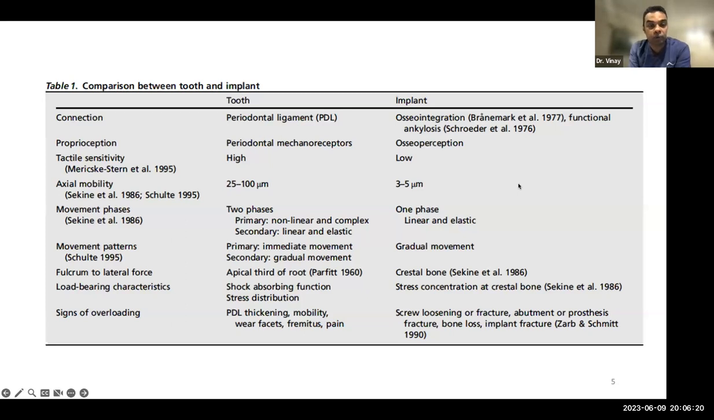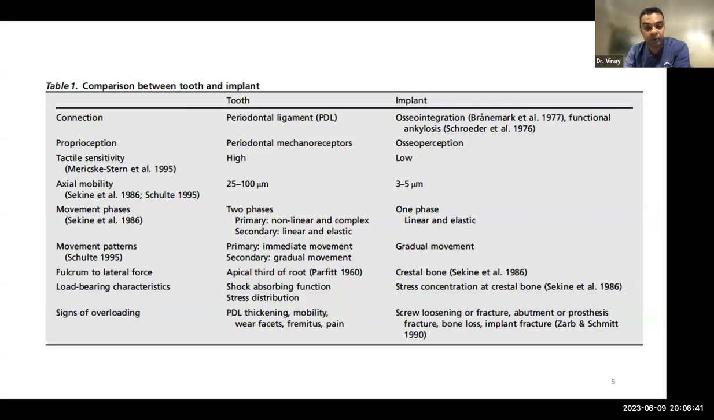When we talk about occlusal considerations, we need to know what's the difference between a tooth and an implant. Well, the tooth has a periodontal ligament, and the implant undergoes osseointegration or functional ankylosis, as said by Schroeder, and of course, osseointegration by Brånemark. Andre Schroeder brought about the same concept, working independently about 6 to 8 years later.